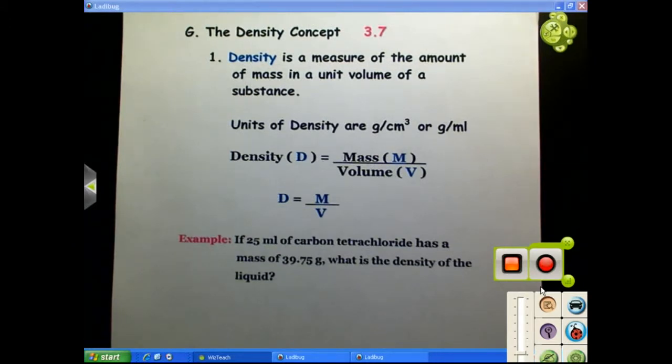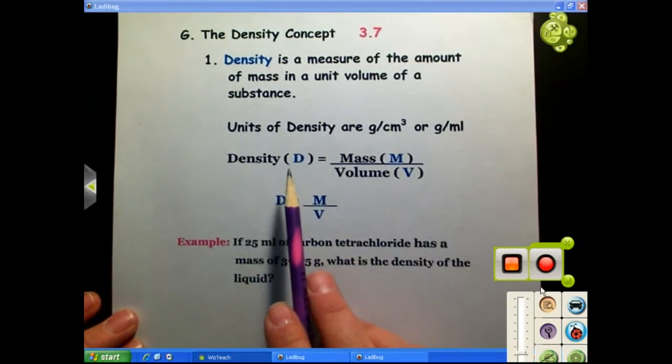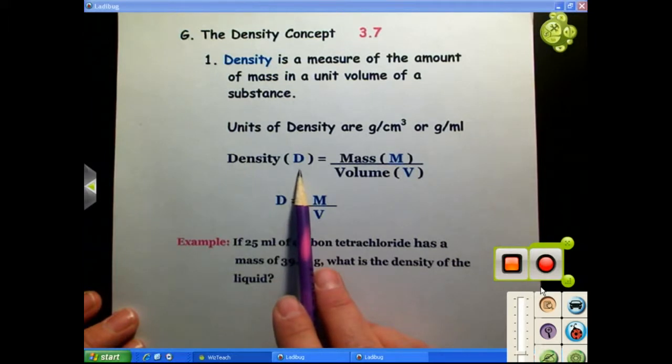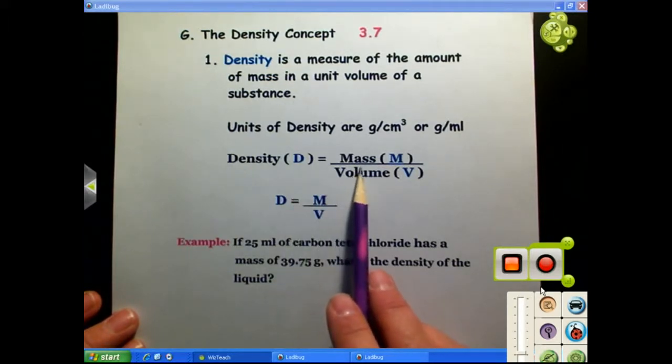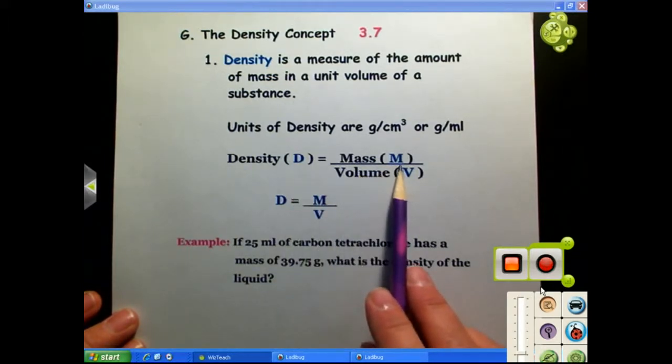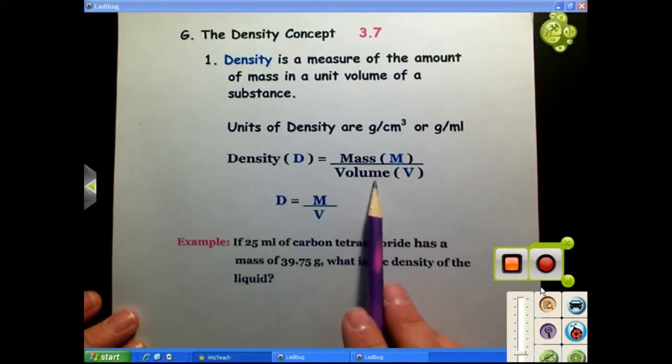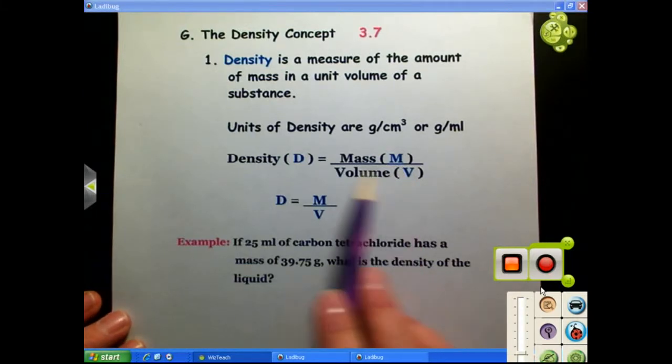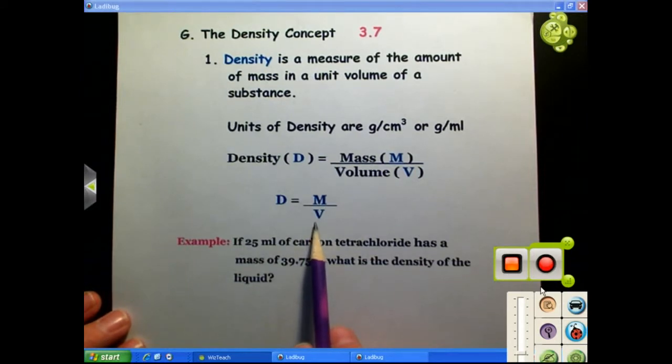This is Chapter 3, Section 7, and it's the density concept. Density is a measure of the amount of mass in a unit volume of a substance, and the formula that we'll be using for density is density, represented by capital D, is equal to mass, represented by capital M, divided by the volume, represented by capital V. So we can summarize this formula down to this formula.